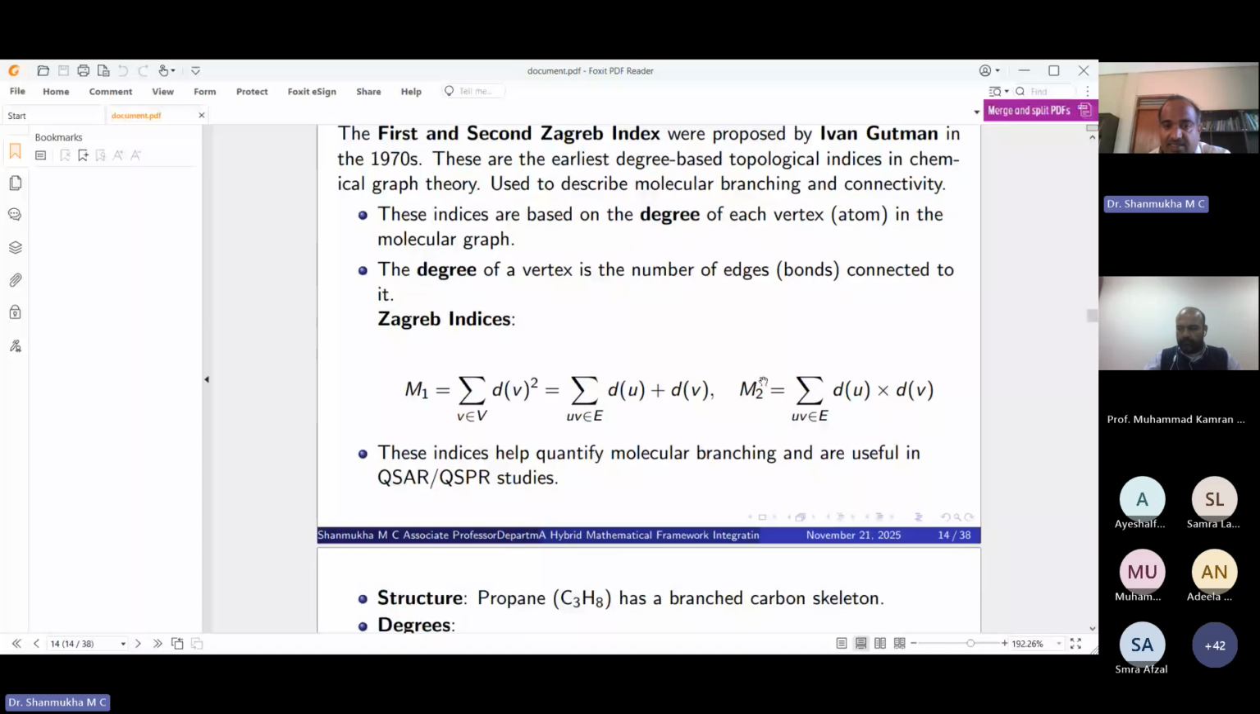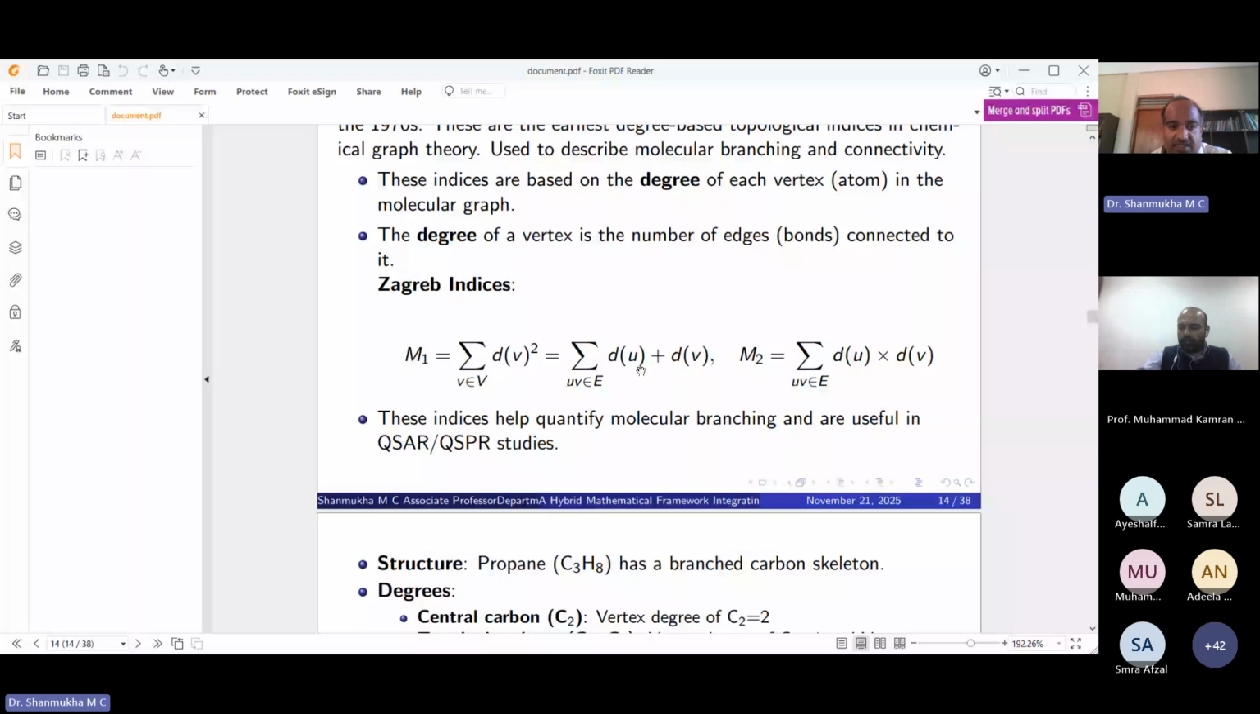So here are the definitions of the first and second Zagreb indices. The first Zagreb index is denoted by M1. M1 is equal to the summation of degree of u plus degree of v over the summation uv belongs to the set E. And the definition of the second Zagreb index M2 is equal to degree of u times degree of v over the summation uv belongs to E. These indices help quantify molecular branching and are useful in QSAR or QSPR studies.